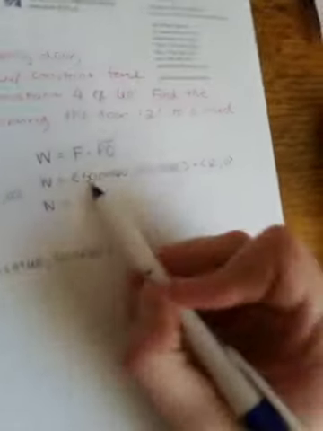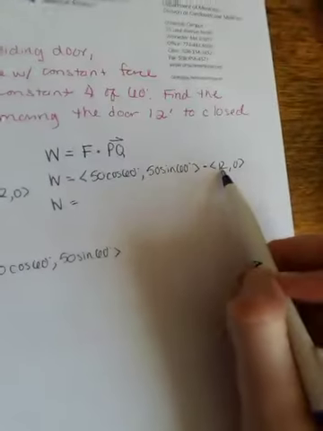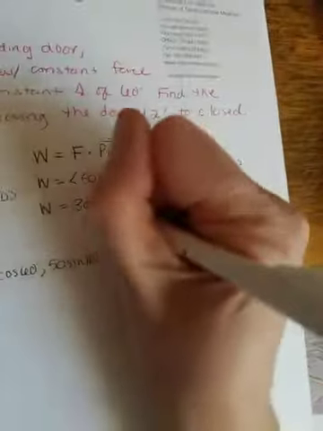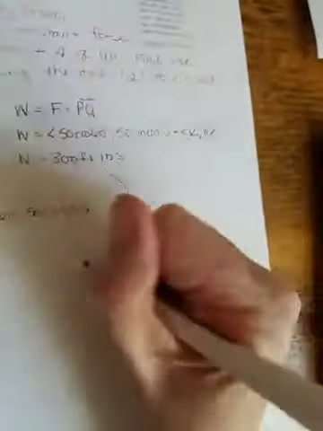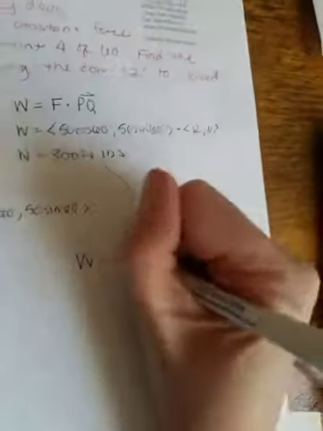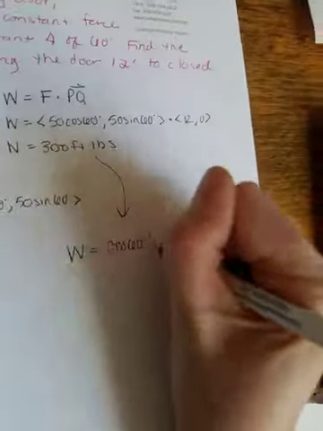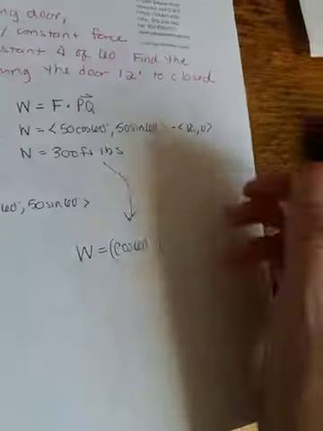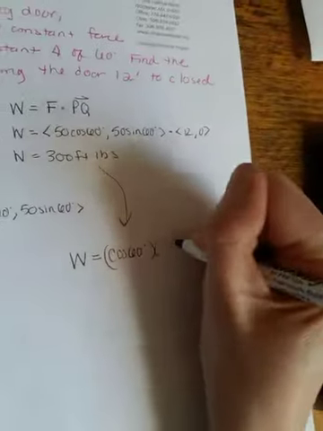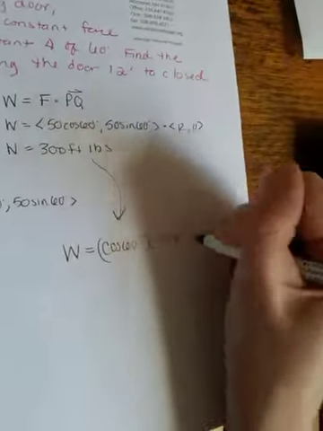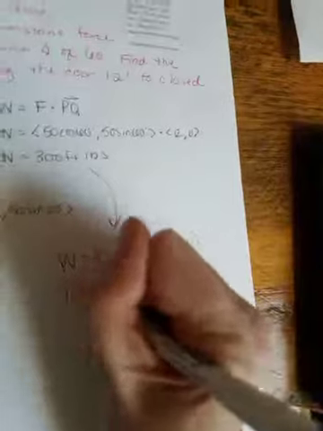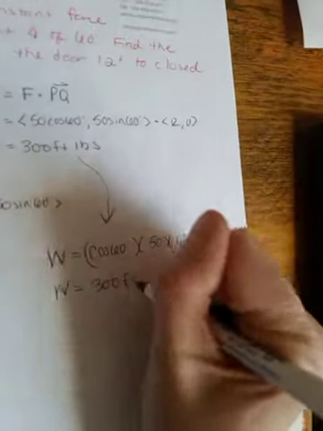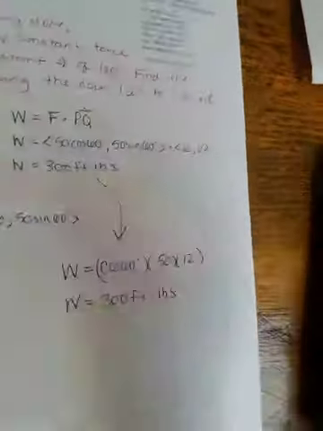When you do that out in your calculator, again with the dot product, the zeros are going to cancel. So really all I care about is 50 cosine of 60 times the 12. That's going to give you 300 foot-pounds. Another way you could think about this one is the cosine of 60 degrees times the magnitude of F, 50, times the magnitude of PQ, which is 12. If you do that out, you'll get the same answer of 300 foot-pounds. All right, good luck, guys.